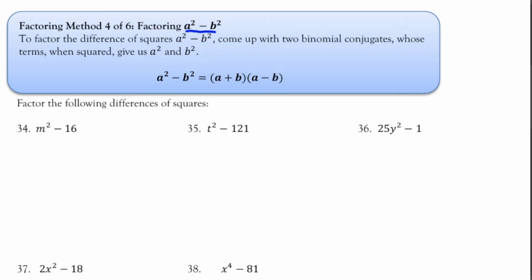In this video, we'll cover how to factor the difference of two squares. This is when you factor a binomial. It's made of two terms, where both terms can be written as a perfect square. So how do you do this?